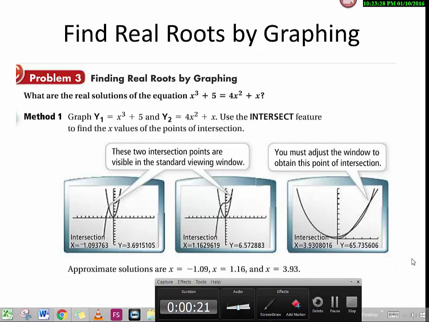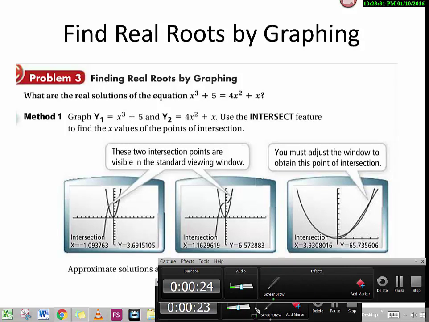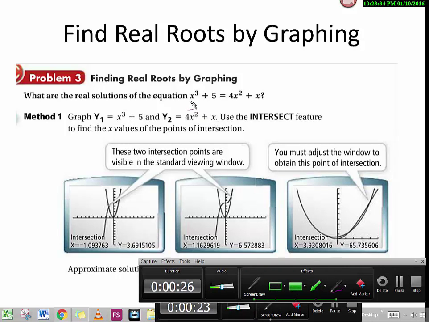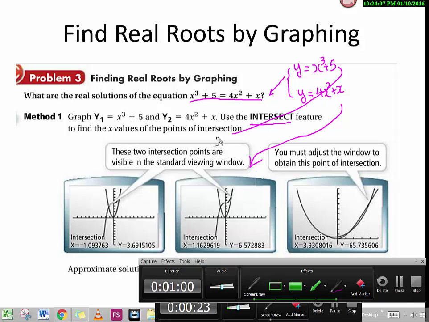Now here's the example. They ask you to solve these polynomial equations. When they're written in this way, they basically ask you to solve a system like this. So y equal to, or p of x equal to x cubed plus 5, and p of x equal to 4x squared plus 6. Based on these two equations, we can use the intersect feature from your calculator to solve it by entering these two graphs right here.